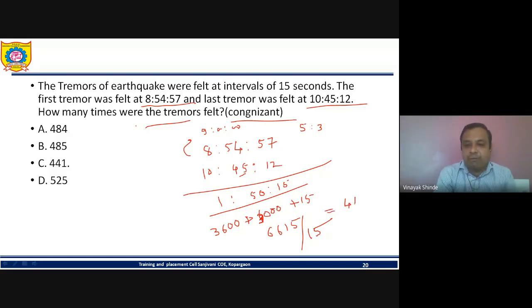The answer is 441. 441 times the tremors were felt. Option number C is right. Just find the difference in seconds, how many seconds we have between the two times, 8 hours 54 minutes 57 seconds and 10 hours 45 minutes 12 seconds. Okay, go for next.